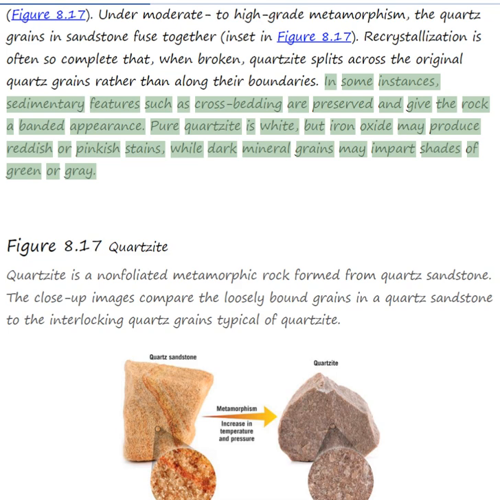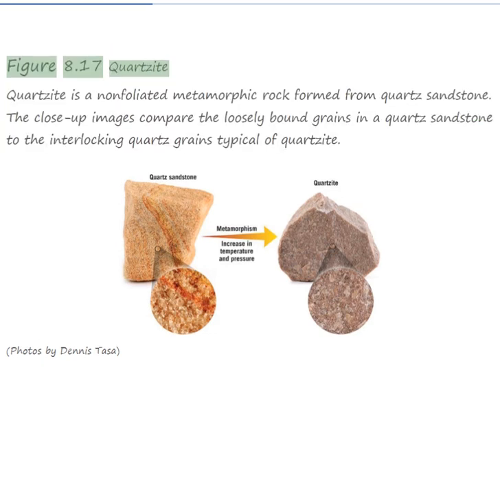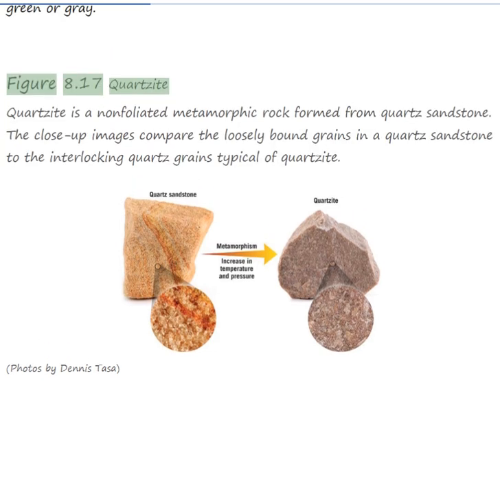Pure quartzite is white, but iron oxide may produce reddish or pinkish stains, while dark mineral grains may impart shades of green or gray. Quartzite is a non-foliated metamorphic rock formed from quartz sandstone. The close-up images compare the loosely bound grains in a quartz sandstone to the interlocking quartz grains typical of quartzite. Figure 8.17 Quartzite.